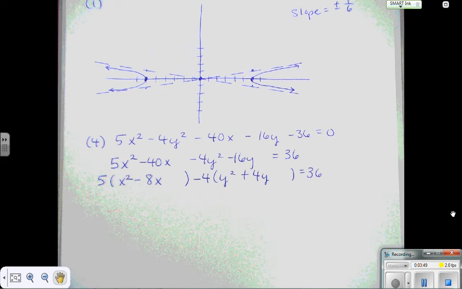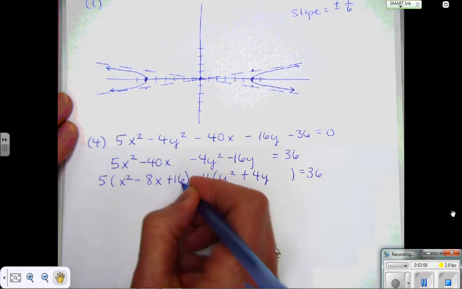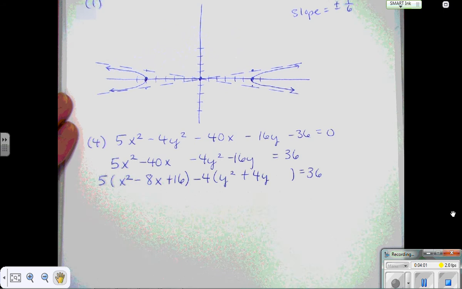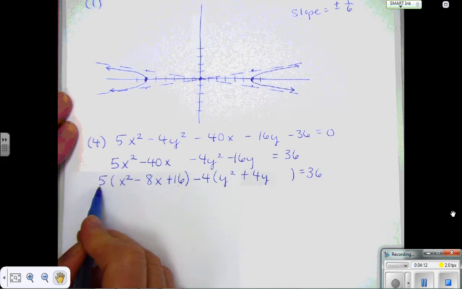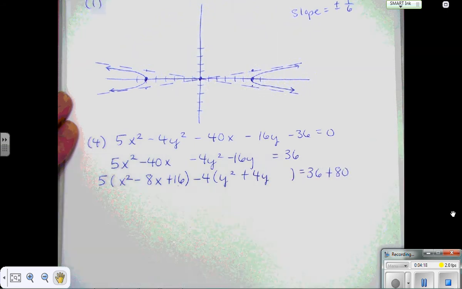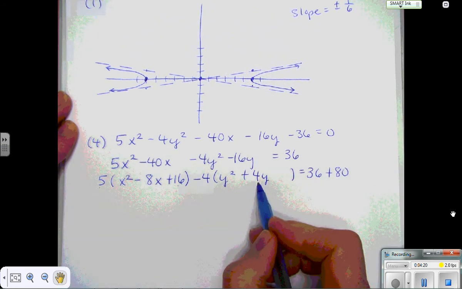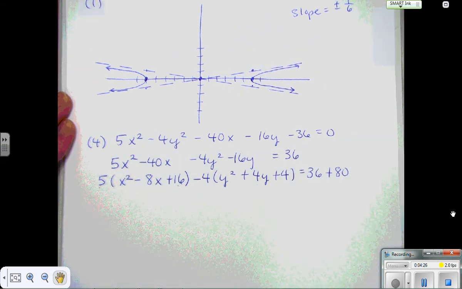So now I can complete the square. For my x's, I'm going to take the linear coefficient, divide by 2, and square it. So that's going to be a plus 16. So to keep that balanced, I need to add what to the other side of the equal sign? 80. Not 16, because this 16 is actually being multiplied by the 5 in front of the parentheses. So I need to add 80. 16 times 5 is 80. And then for my y's, the linear coefficient divided by 2 and squared is going to be plus 4. And what am I going to add to the other side to keep it balanced? Negative 16, right.